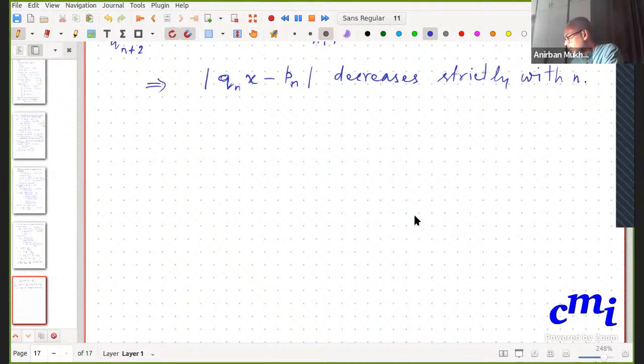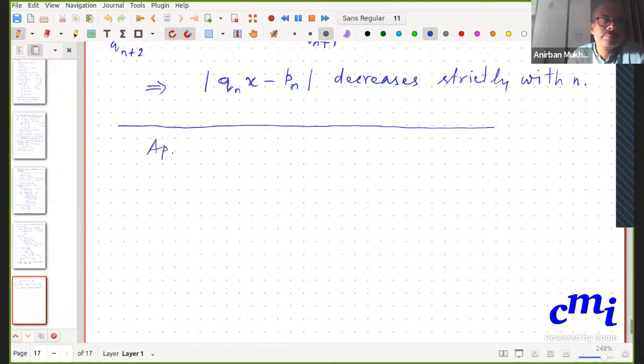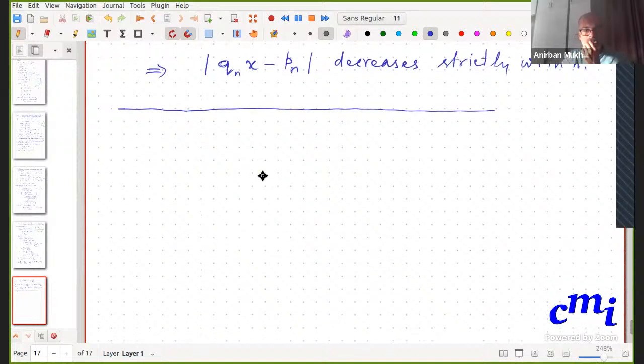Okay, let me start with an example. If I have time, then I'll try another. I have a shorter example and a longer example. Let's start with the longer one. So that's essentially aside from the theory. Okay, so let's start with this question.